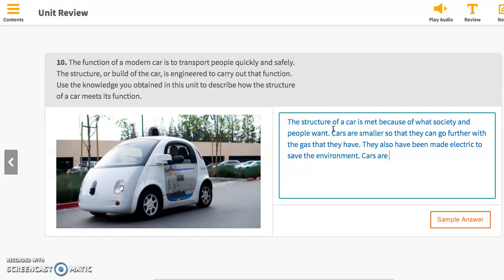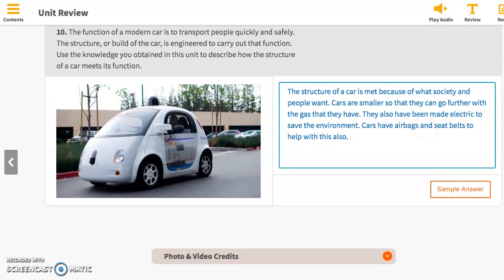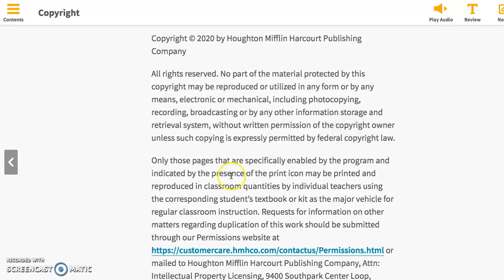Cars have airbags and seat belts to help with this also. Alright, so we're getting all the different aspects of how it meets its function. Alright, that might be the end. And that's the end of this chapter.